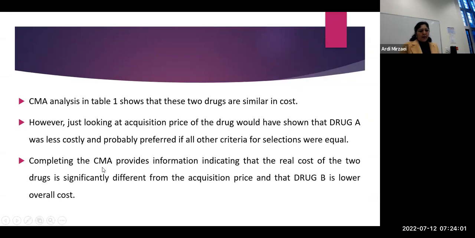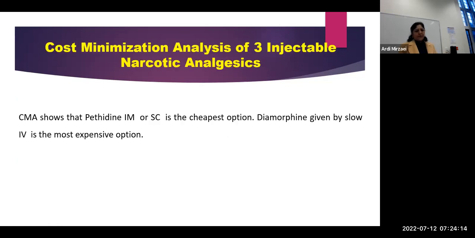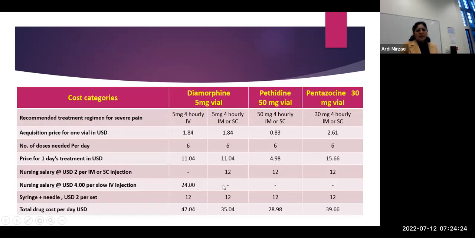So completing the CMA provides information indicating the real cost of the 2 drugs, the whole cost of therapy, is significantly different from the acquisition price alone. So now I've taken another example to help you all understand better: cost minimization analysis of injectable narcotic analgesics.